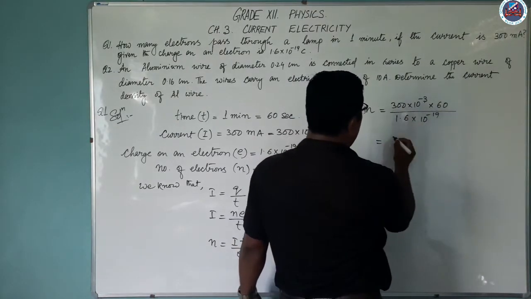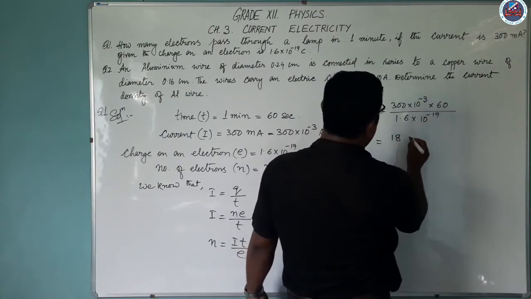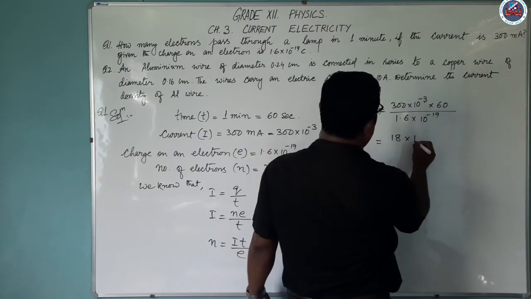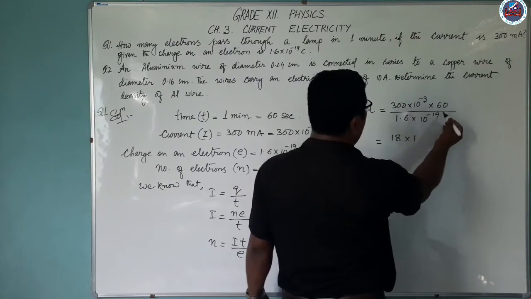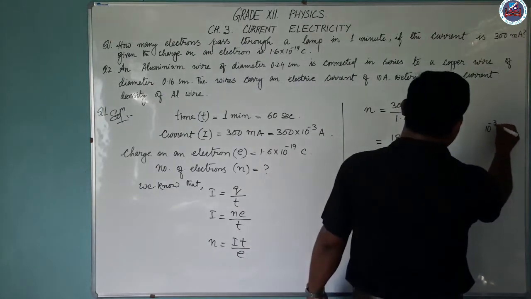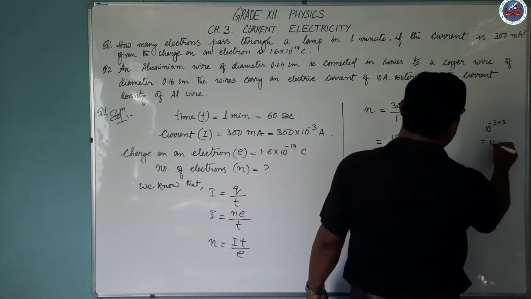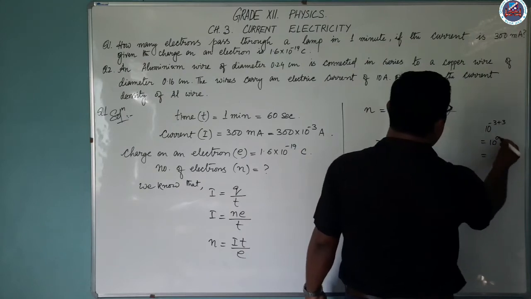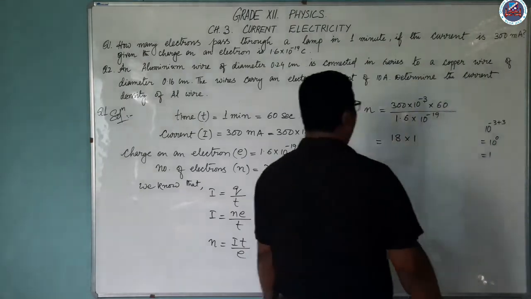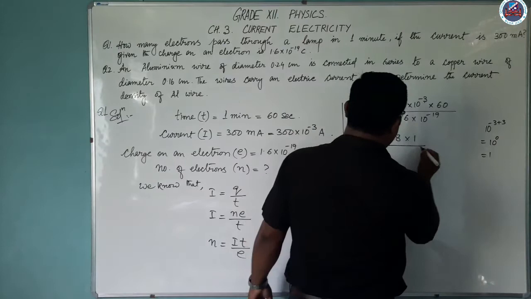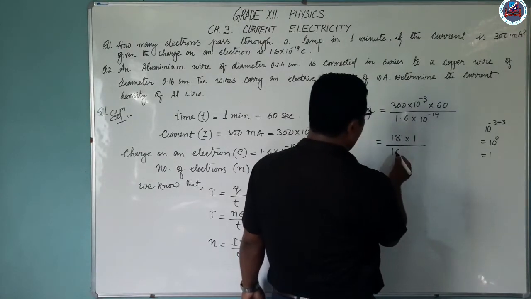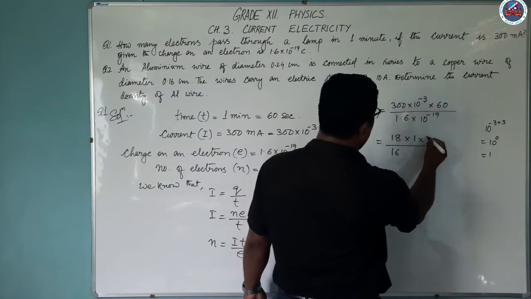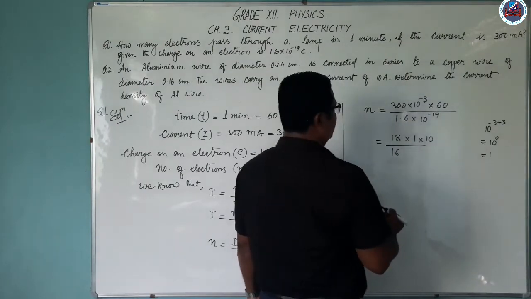6 threes are 18, into 10 to the power minus 3, and here 10 to the power 3. So it will become 10 to the power minus 3 plus 3. It will give us 10 to the power 0. Any number raised to the power 0 is 1. Then downside you have 1.6. If I write 16 after one decimal digit, if I remove it on the numerator, multiply by 10.